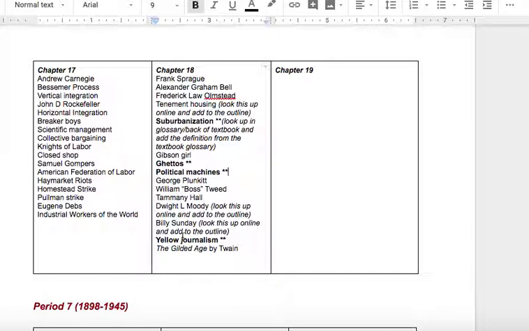And then, of course, Dwight L. Moody, Billy Sunday, tenement housing, look those up online and add them either on the outline if you have space or on a separate sheet of paper. You will have a quiz that will include any of these terms or ideas. You can use all of these notes and the outline on your quiz when you take it.